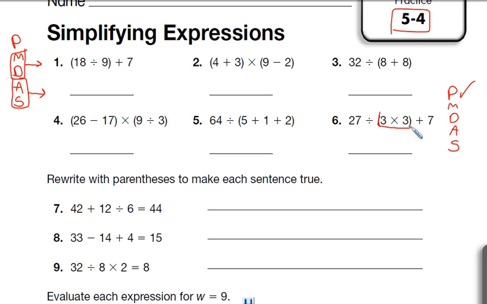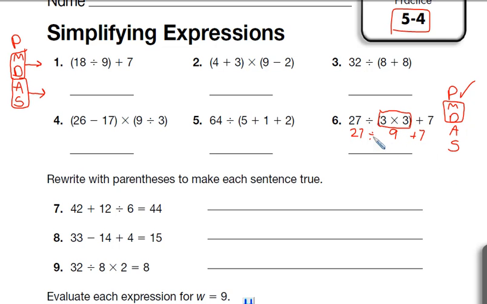3 times 3. We know that that's 9. Okay, so then we're going to make sure that we bring everything down that we have not used yet. We haven't used the divide or the 27 or the plus or the 7. So now we go through our order of operations. Are there any multiplication or division problems that we have not done yet?